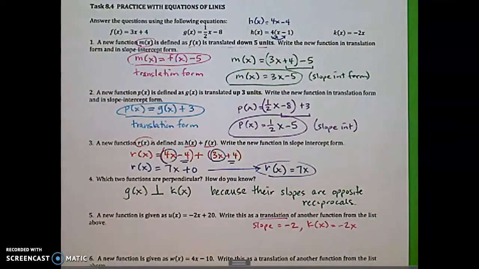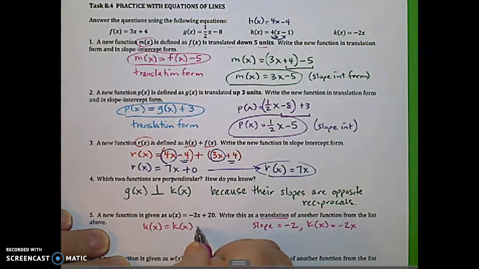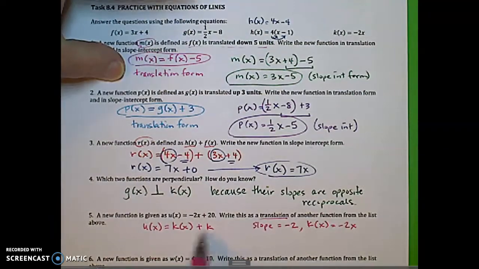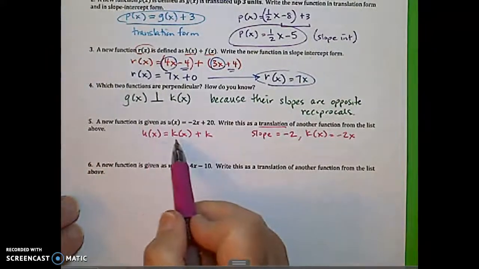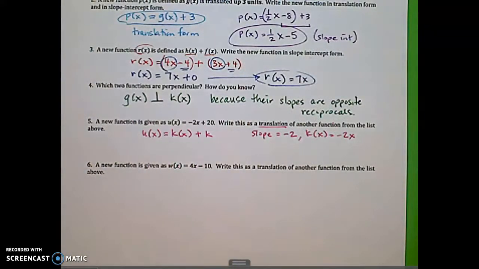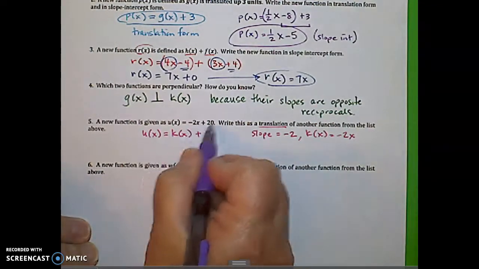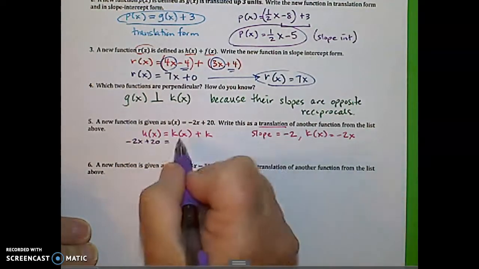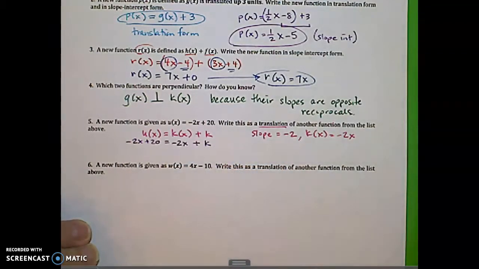K of x is negative 2x. So basically what I know is u of x has to equal k of x plus some kind of translation, and we'll call it k. It's a coincidence that this k and that k match up. That really doesn't matter. But u of x equals k of x plus some adjustment k. So let's see what the adjustment k is. We need to figure that out. So for u of x, I'm going to plug in minus 2x plus 20 equals k of x, which is minus 2x, and now we're going to put plus k. I need to figure out what k is.